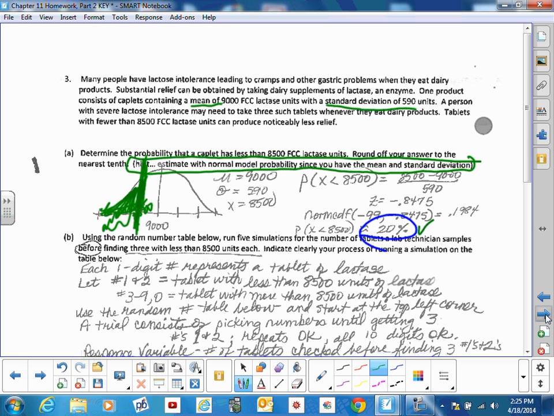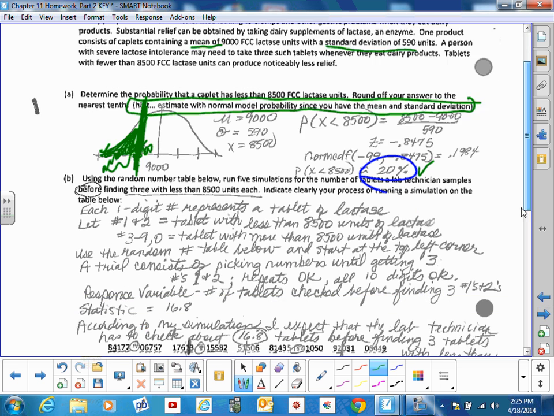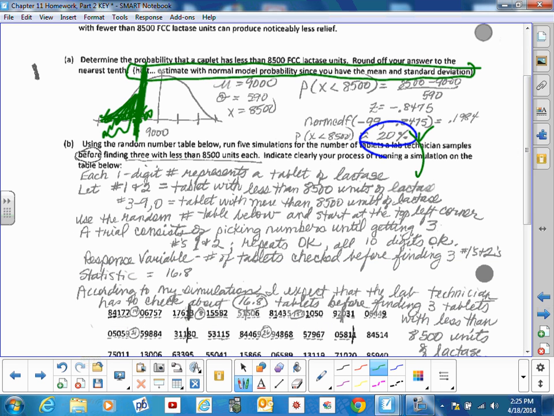Then I used that in part B. So I used this 20% in part B. Okay, now listen up. On AP, if you get a brain block and you cannot do part A, you make up a number that sounds reasonable. Like you'll say, suppose this part's about 25%, or whatever you decide to make up. Then do the rest of the problem with that number, and you will be okay.